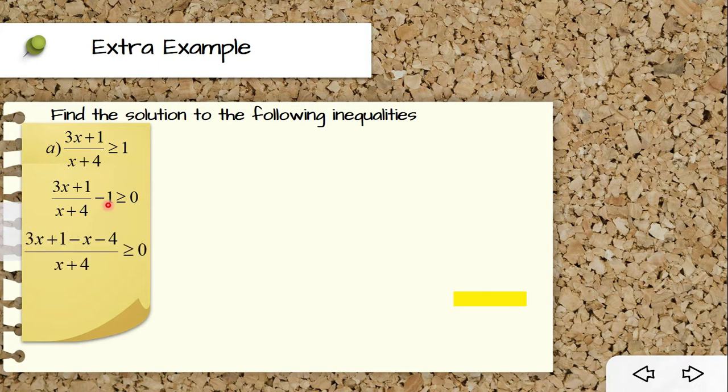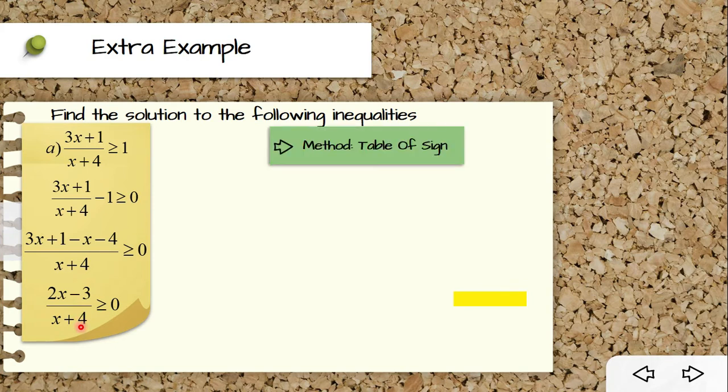Then we try to simplify. How to simplify this one? We must equalize the denominator, so -1 must be multiplied by x + 4. Therefore, you get the inequality (3x + 1 - x - 4)/(x + 4) ≥ 0. And lastly, after you simplify, you get (2x - 3)/(x + 4) ≥ 0. This is the rational expression where we can say that the numerator is p(x) and the denominator is q(x).